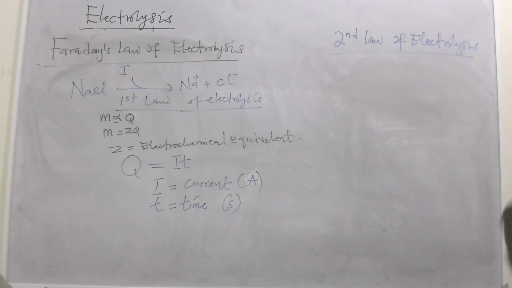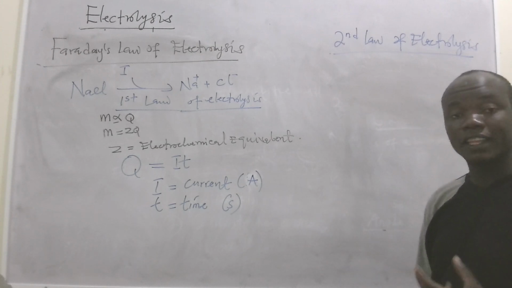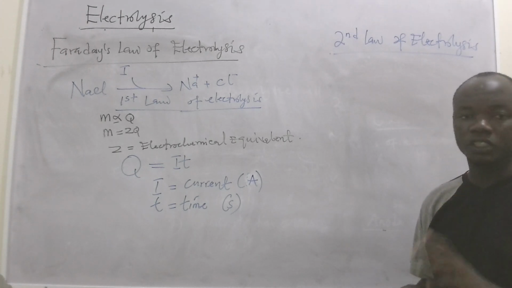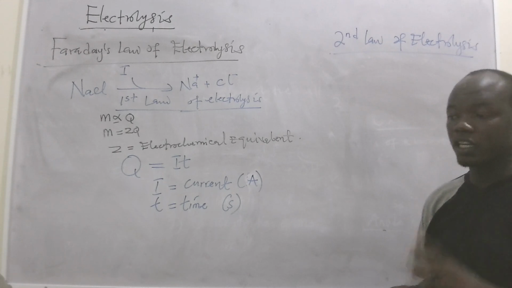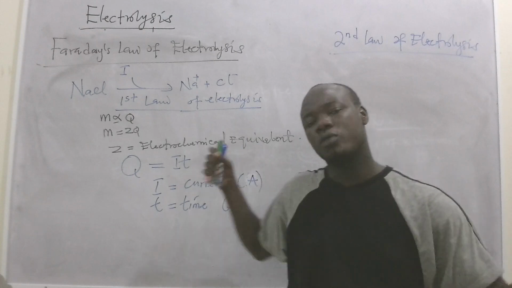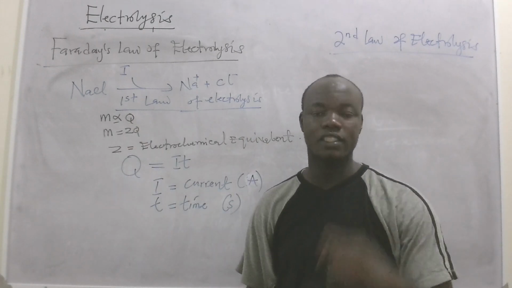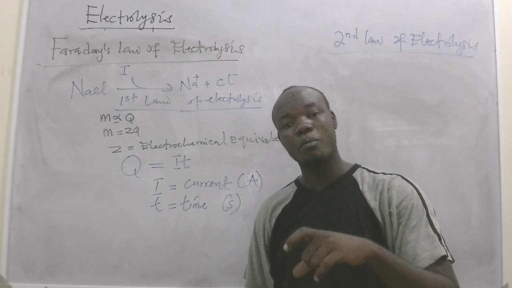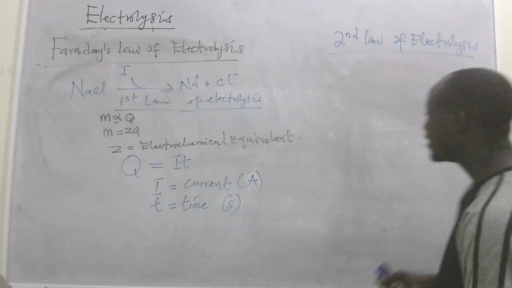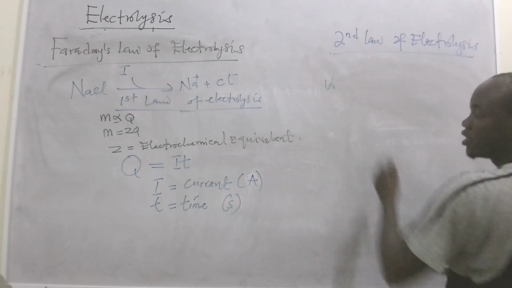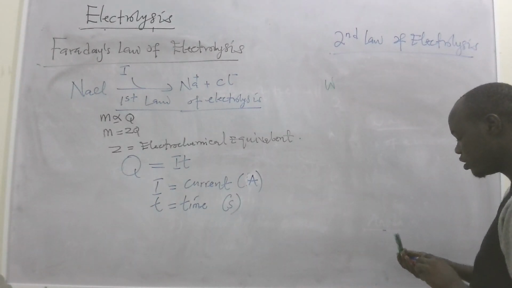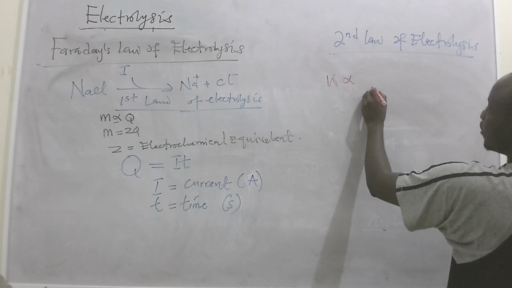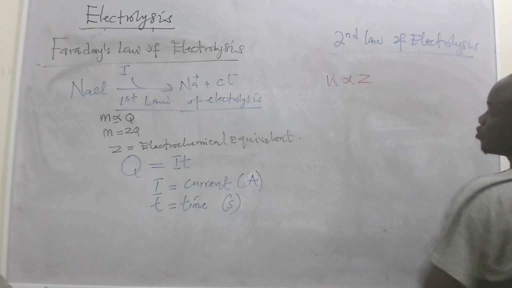Under Faraday's second law of electrolysis, it is said that the mass of an element deposited during an electrolysis is directly proportional to their respective chemical equivalent. You can have a situation where you have more than one electrolyte in an electric circuit. So when you apply the same quantity of electricity, the mass of the element deposited during the electrolysis is directly proportional to their respective electrochemical equivalent.